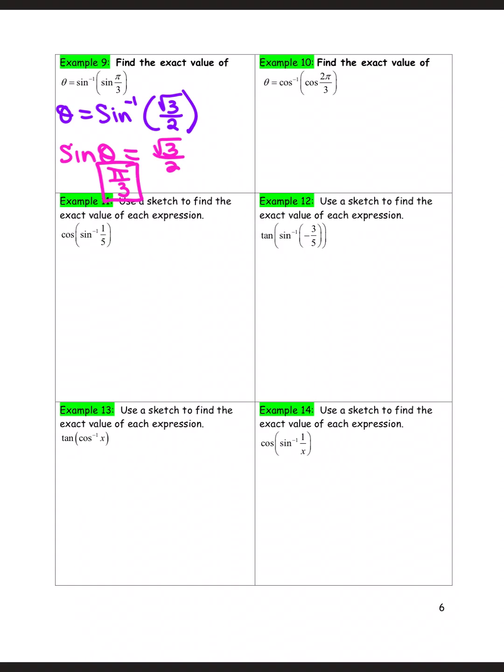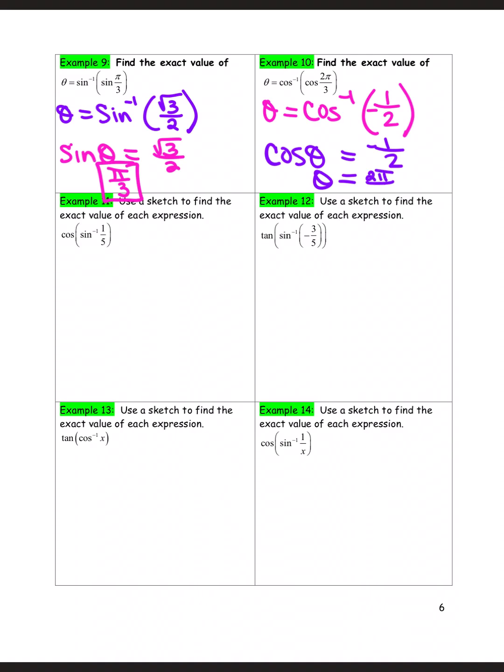Example 10, we have the inverse cosine of cosine of 2 pi over 3. Well, we know cosine of 2 pi over 3 is negative 1/2. So theta equals the cosine inverse of negative 1/2. So then we have that cosine of theta equals negative 1/2. And we know that cosine of theta equals negative 1/2, so then theta has to be 2 pi over 3.